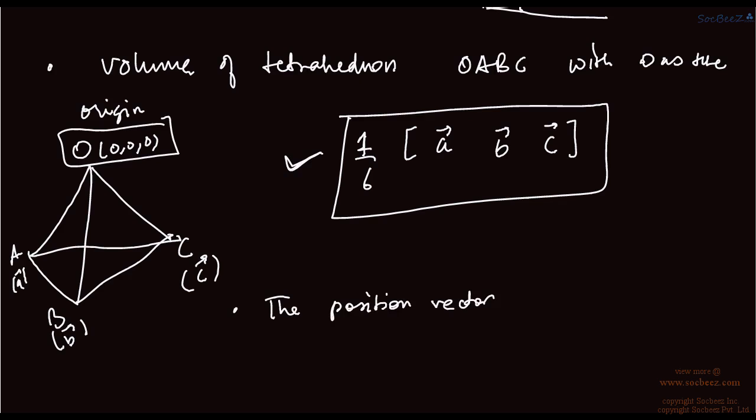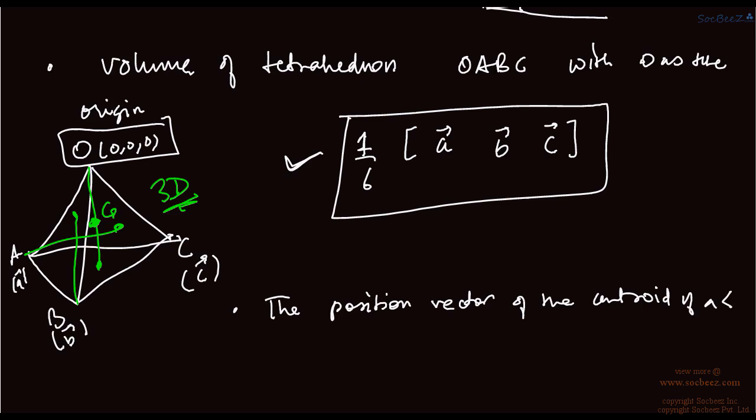Now, the position vector of the centroid of a tetrahedron. The centroid will lie somewhere in this space, in between this tetrahedron. This is a 3D structure, so you have to imagine it in the center. The lines from each vertex to the centroid of the opposite triangle will all meet at a single point, and that will be the centroid G.